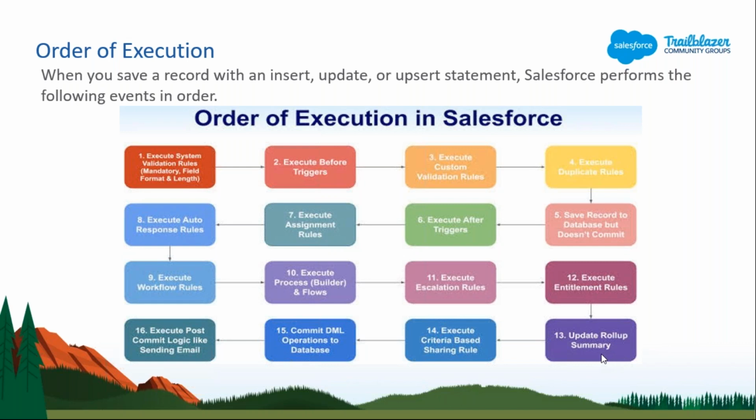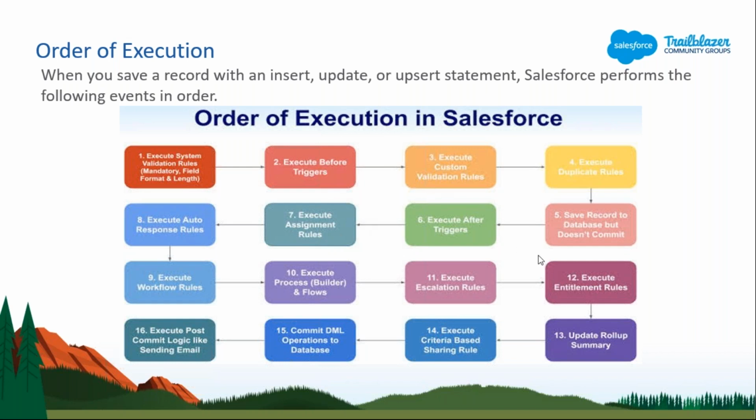If you have created any roll-up summary field, then it will be updating your roll-up summary field. Then criteria based sharing rule, if there is a criteria based sharing rule, then commit, and then all the logic like sending email and all will be fired. So this is the order of execution in Salesforce. Every time when we insert, update, or delete any record, whatever action we have performed or used will be in this order of execution.